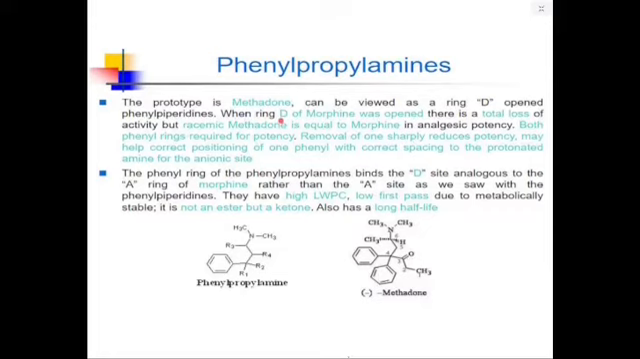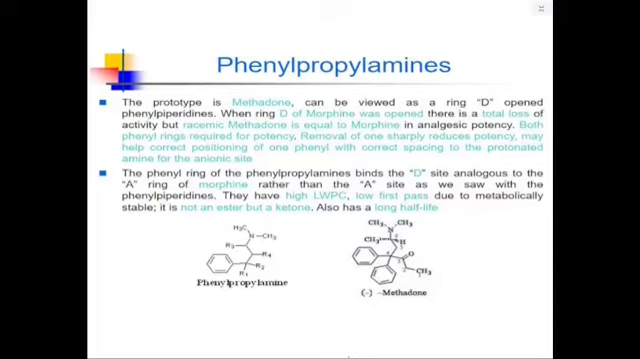So we are saying the prototype is methadone. It can be viewed as a ring D opened, as we have said. The ring D is what we had in morphine. In morphine, the piperidine ring was ring D, and it has been opened. When ring D of morphine was opened, there is a total loss of activity. But racemic methadone is equal to morphine in analgesic activity. Remember, when we were looking at morphine in the SAR, all the rings are important for activity. So in morphine, you cannot go and open ring D.